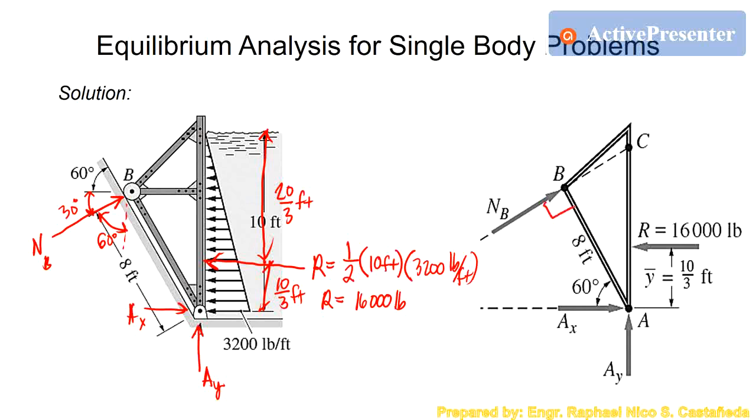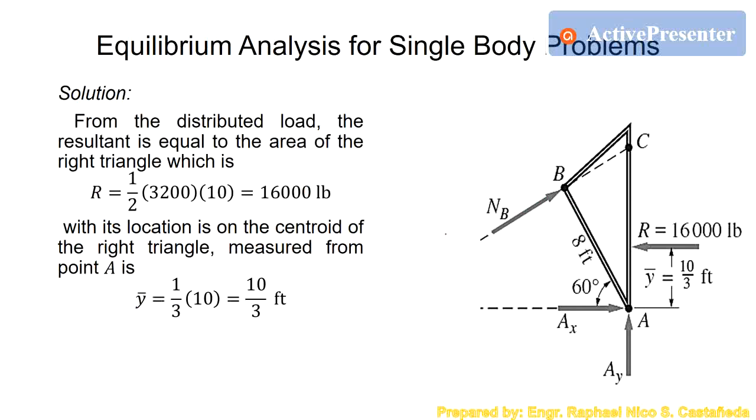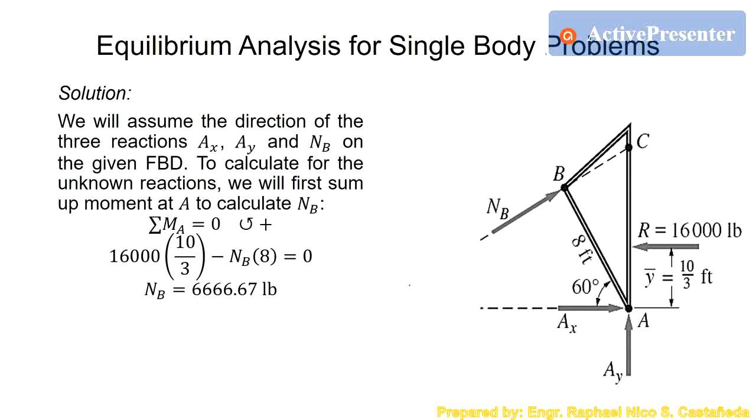So, this is 90 degrees right here, because this is 30 again. So, all in all, we have 90. This one right here is 90 degrees. So, we have R and the location of R.